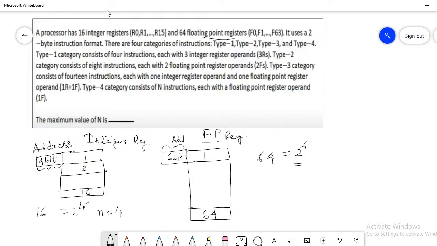Okay, now the thing is that you have 4 types of instruction. Now see one by one.